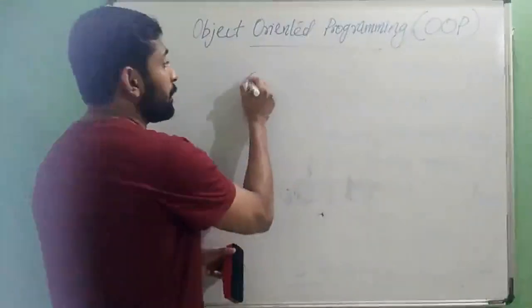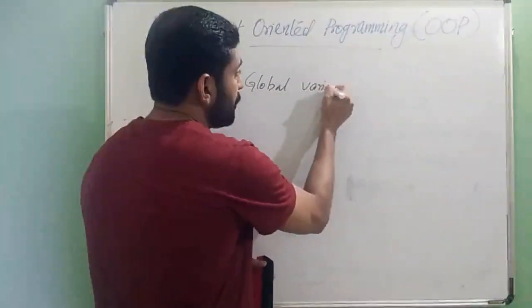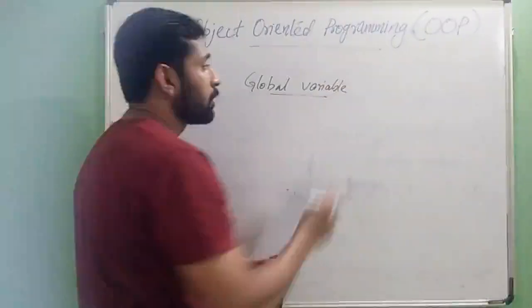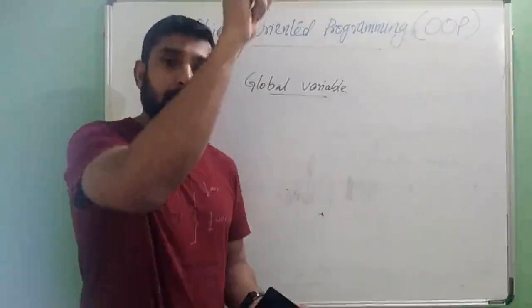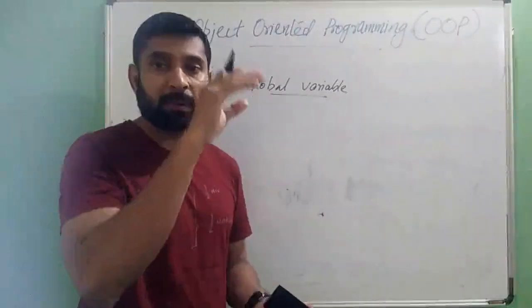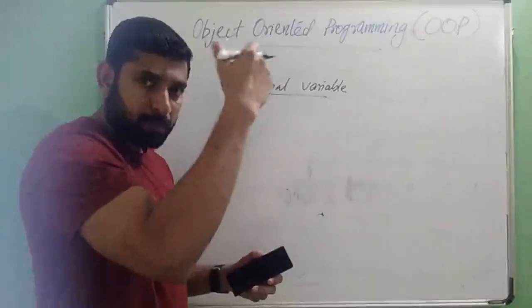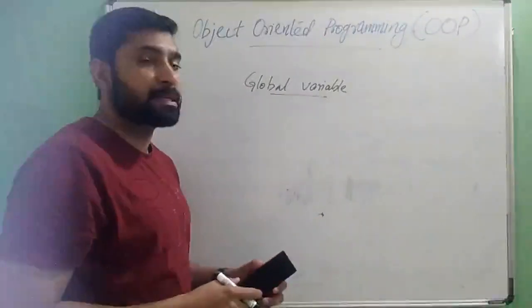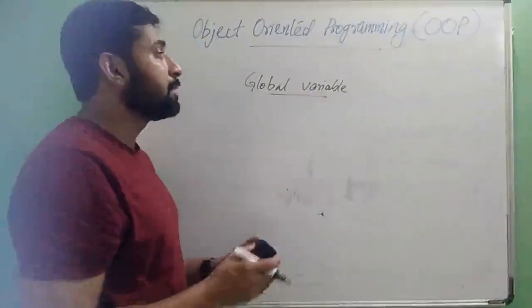Now, a global variable. What is a global variable? A variable that is accessible in the entire program, available in the entire program. Its scope is the entire program. Such a variable is called a global variable.